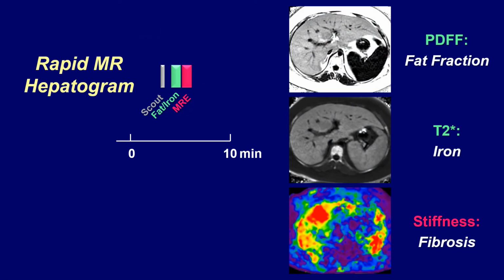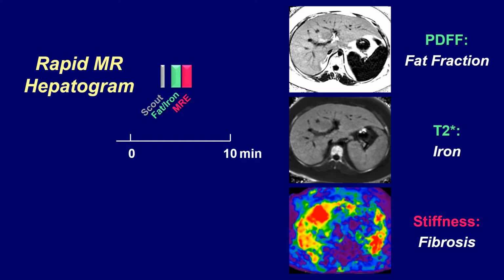But it's also possible to design a very rapid, focused liver exam consisting of just MRE and fat water imaging. Total acquisition time is about 3 minutes. We call this a rapid hepatogram, and it provides a detailed assessment of liver health in a very efficient fashion.